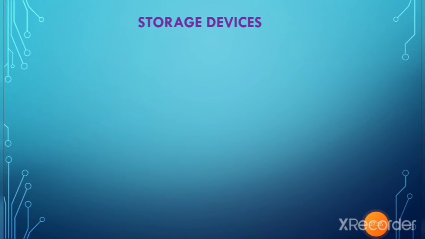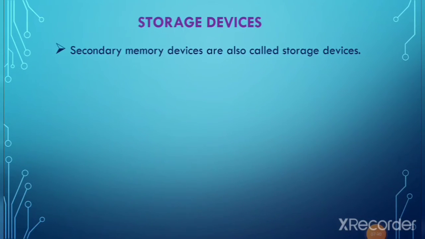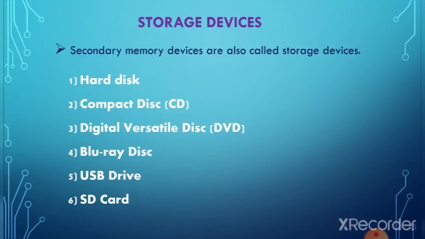Now let's see storage devices. Storage devices are used to store data and they are secondary memory devices. Hard disk, compact disk, digital versatile disk, Blu-ray disk, USB drive and SD card. These all are storage devices that we are going to study.